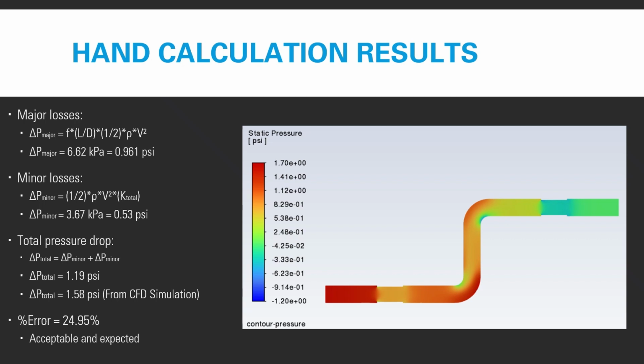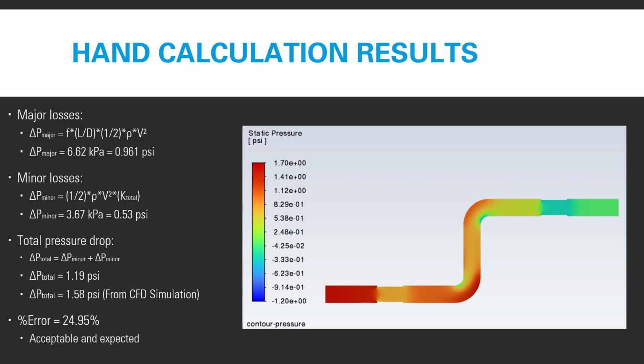From the CFD simulation, the predicted pressure drop across the entire pipe system was 1.58 psi. So that gives us about a difference of 25%. For a system like this with multiple fittings and strong turbulent flow, this level of difference is completely normal and well within acceptable engineering limits.